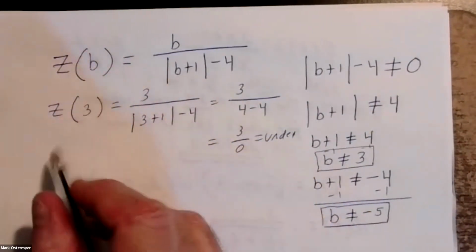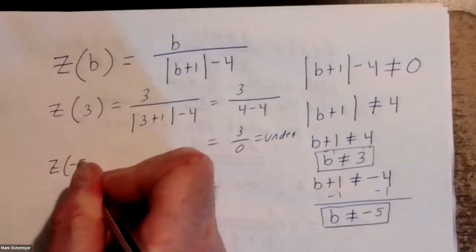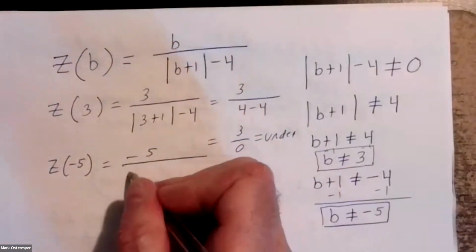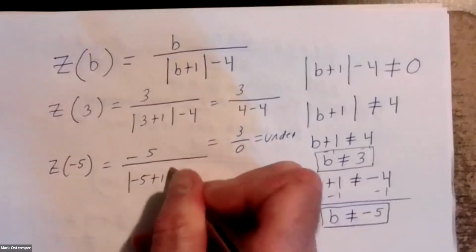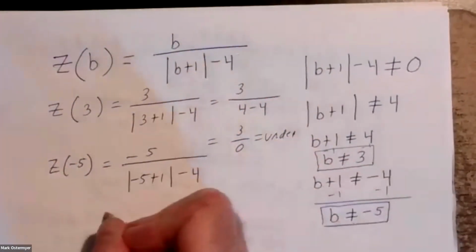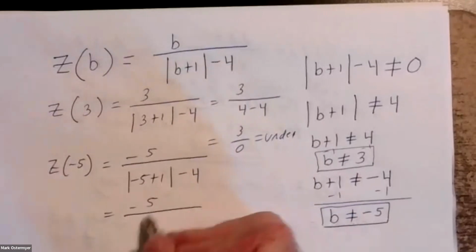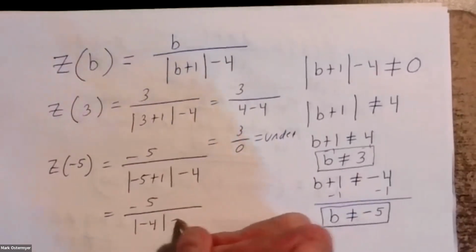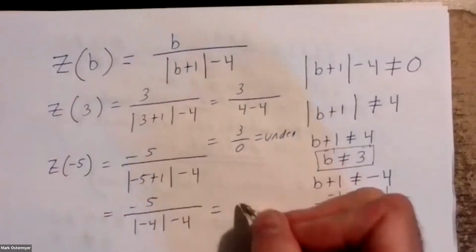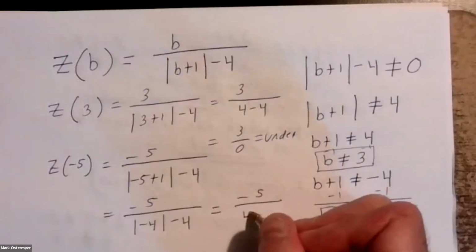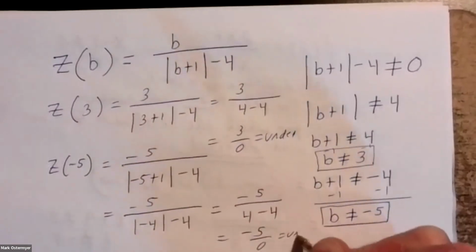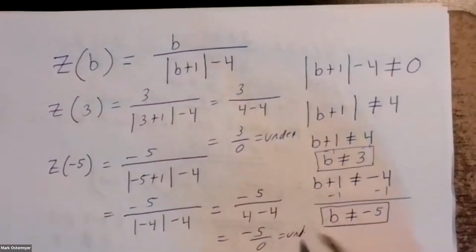Let's try to put negative 5 into this and see what happens. Replacing b with negative 5 throughout. Negative 5 plus 1 is negative 4. What's the absolute value of negative 4? Positive 4. Oh, the denominator becomes 0 again. Undefined. So therefore, ladies and gentlemen, you can see that we must exclude not only 3, but also negative 5.